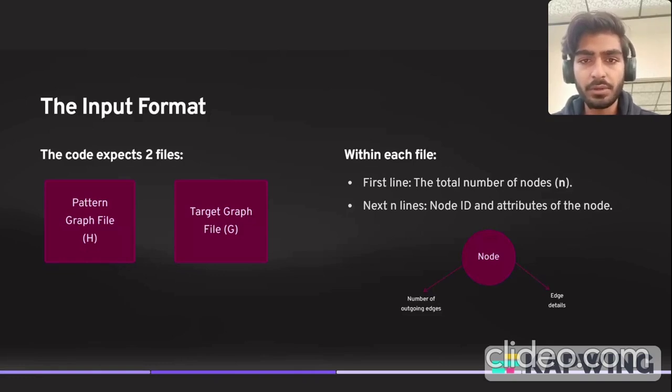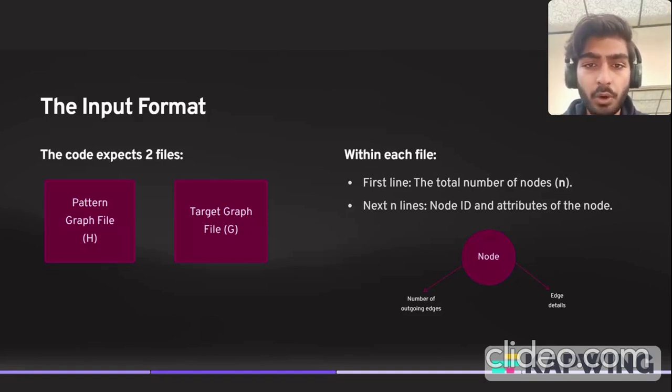Firstly, let's understand the format of the input requirements. The code basically expects two files. The first file will be for the pattern graph, which is H, and the second will be for the target graph, which is G. For each file, the first line will be the number of nodes, n, of the graph, and the subsequent n lines will tell us the details of each node. The details include the node ID followed by the attributes of the node. Each node has two main attributes: the number of outgoing edges from that node and the details of each edge.